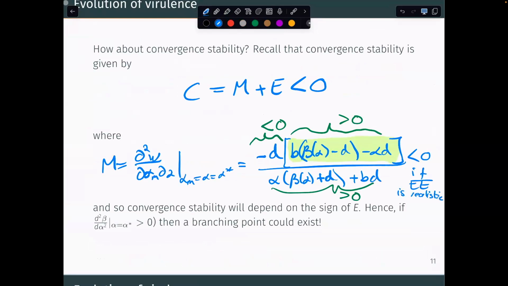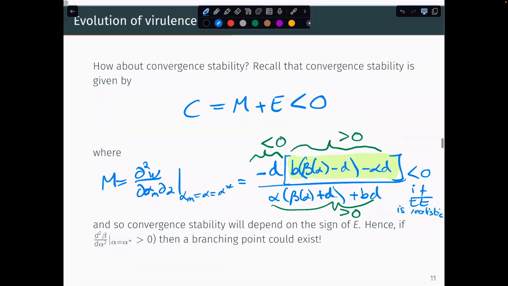This is a bit different to the examples that we've seen before, where we've often found that this M here was equal to 0, and our convergent stability was determined by evolutionary stability. That's what we had in the last lecture. Here, because we changed the structure of the model, it's actually changed this cross derivative. And now we find that this M is always negative. So convergent stability will depend on the sign of E, because this M is always going to be negative, and this E could be positive or negative depending on the curvature of our trade-off.